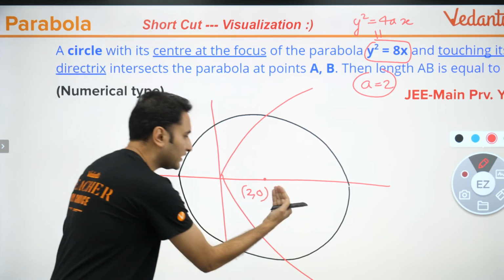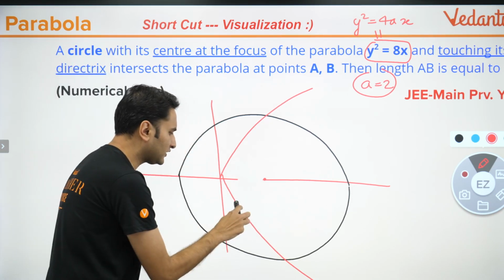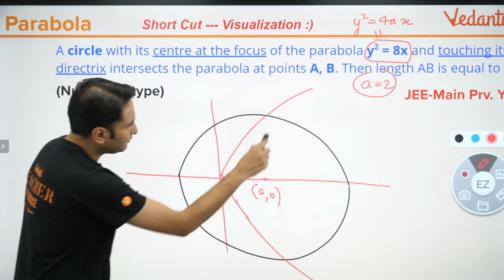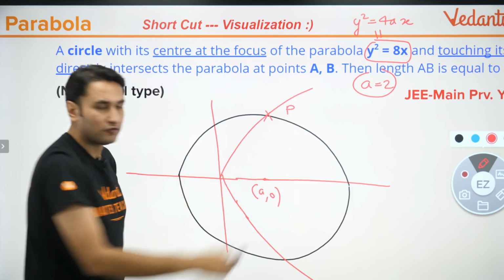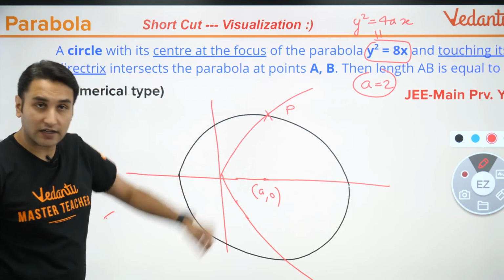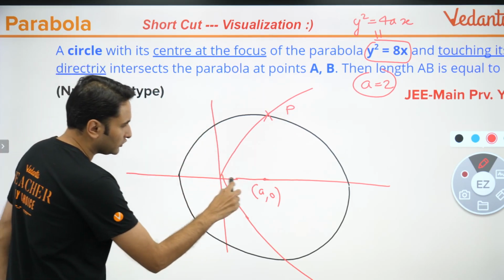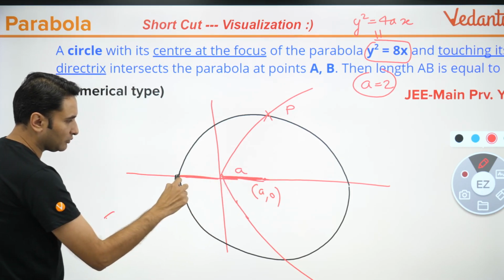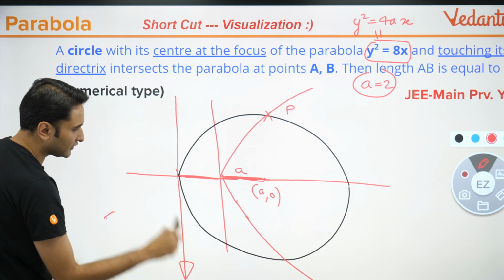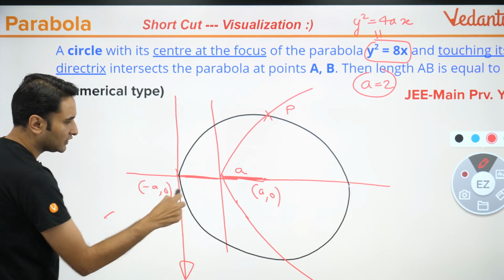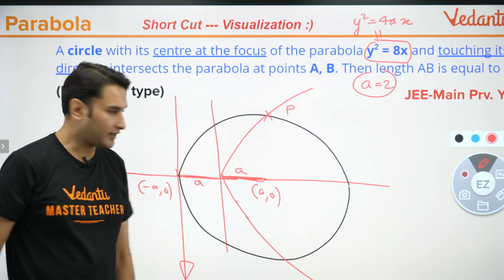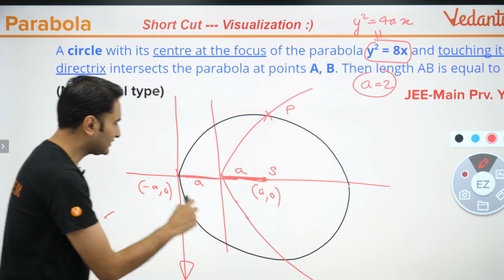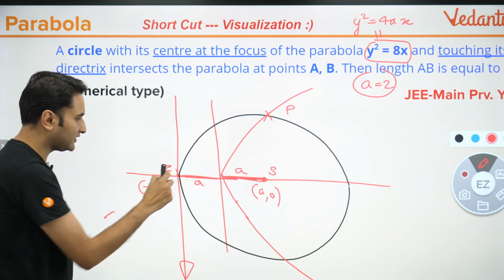For your understanding, let us do it with a general form. Say a, 0. This is a, 0. The point is, say, P, where the parabola and the circle intersect. Now what do you know? You know this distance is a. This distance is also a because this is the directrix, which is minus a, 0. So this distance is also a. This is S, the focus S. Let me call this point Z.